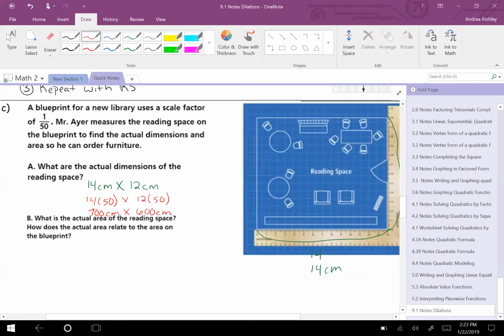So that seems really big. Centimeters should actually be more to meters probably. So 7 meters by 6 meters.